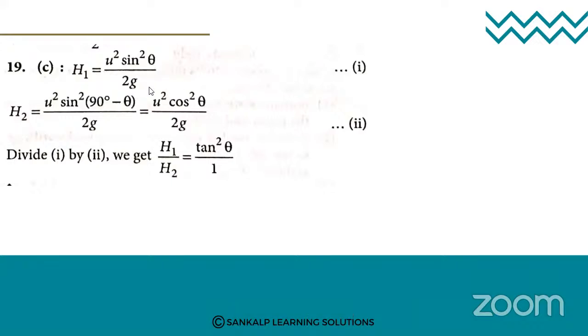Yes, see. H1 is equal to u square sine square theta by 2g. H2 is equal to, angle is given as 90 minus theta, so sine of 90 minus theta becomes cos theta. Therefore H1 by H2, students, 2g cancels, u square cancels. Sine square by cos square.